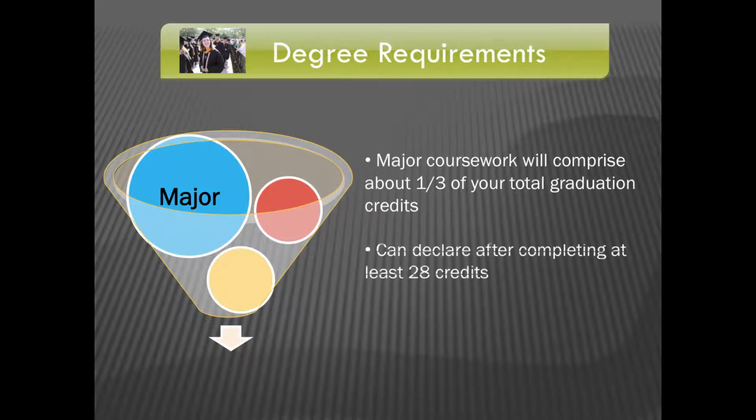New students are not required to choose a major immediately. After completing at least 28 credits, including transfer work, students may declare their major, but you can begin coursework in your major before officially declaring, especially in some majors where courses build on one another.